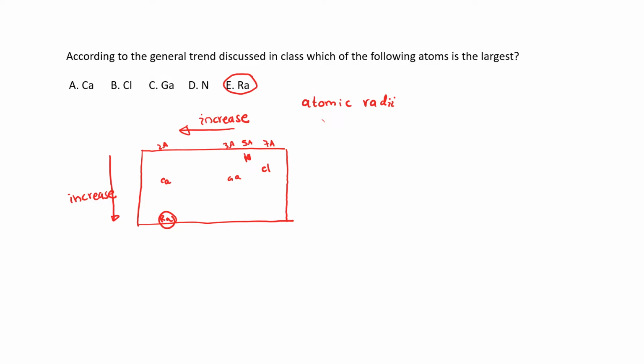According to the general trend discussed in class, which of the following atoms is the largest? The largest atom is the one with the largest atomic radius. The trend is that atomic radius increases to your left and increases as you go down in a group. So you place each one of these elements in your periodic table and see which one is the furthest down to your left. You will find it's radium.